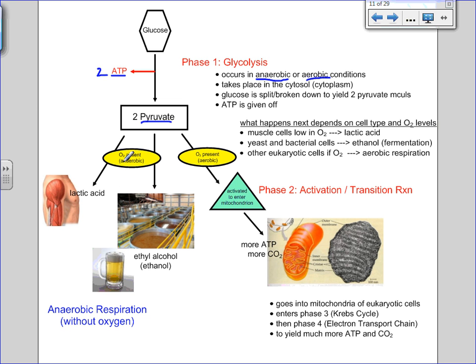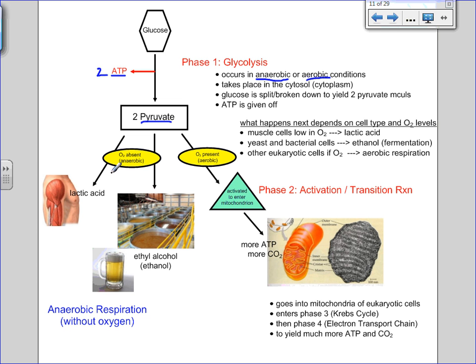This diagram is showing what happens next. So it depends on what kind of cell we're talking about and the oxygen levels that are available. The first arrow is showing what happens in our muscle cells. If we're overexerting our muscles or running for a long period of time, then eventually the oxygen supply in the muscles gets low.